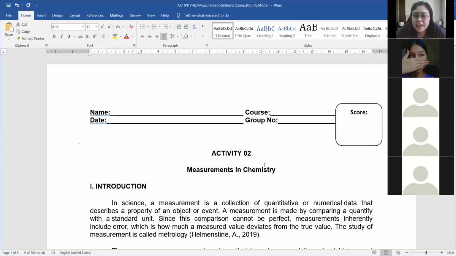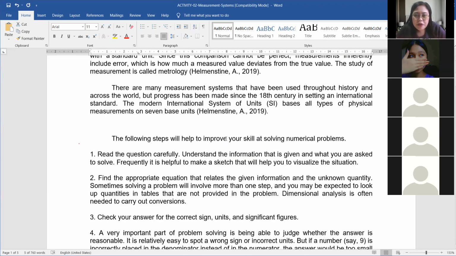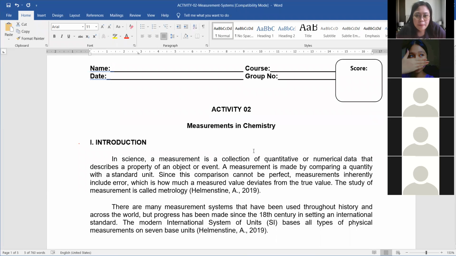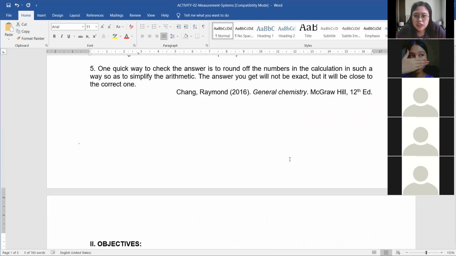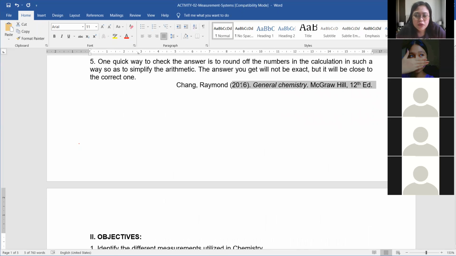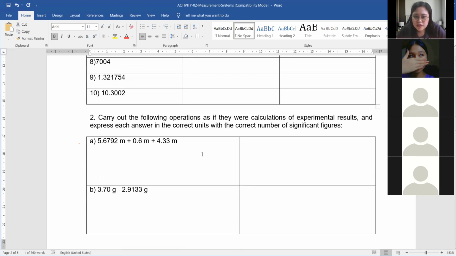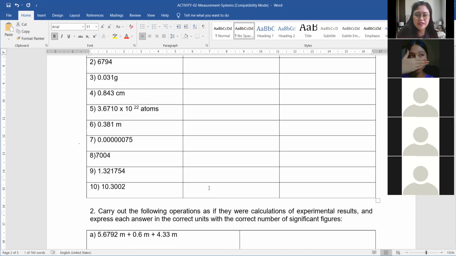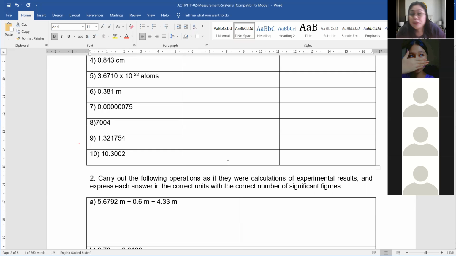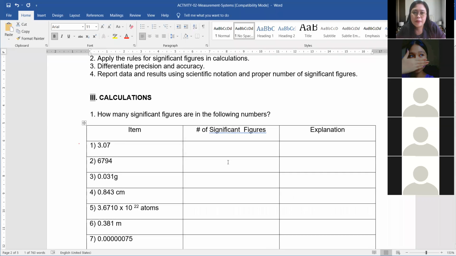And just like yesterday with Activity 1 also, you may use any kind of paper for this as long as you don't forget to write your name and the activity number. If you're going to just write your answers, no need to copy this part. Itong introduction hangtod diri sa ato ang gigamit nga libro as reference. You may start here with the objectives and the calculations and so on. Pero I need you to copy the problem and then show your solution. Kindly box your final answer so that during checking, I can easily identify your final answer sa bawat problem.